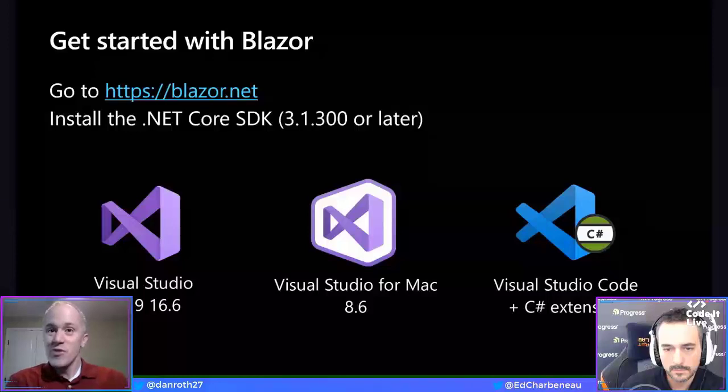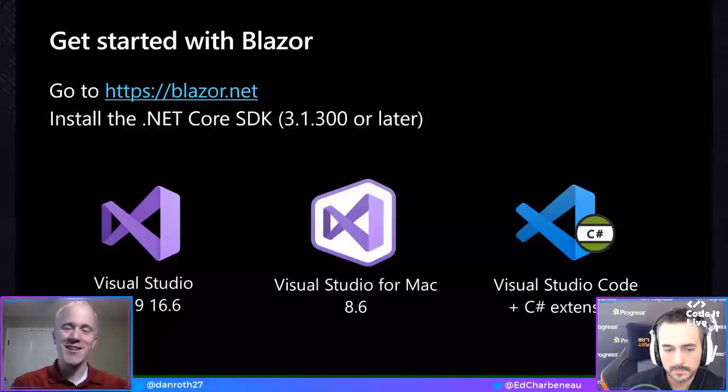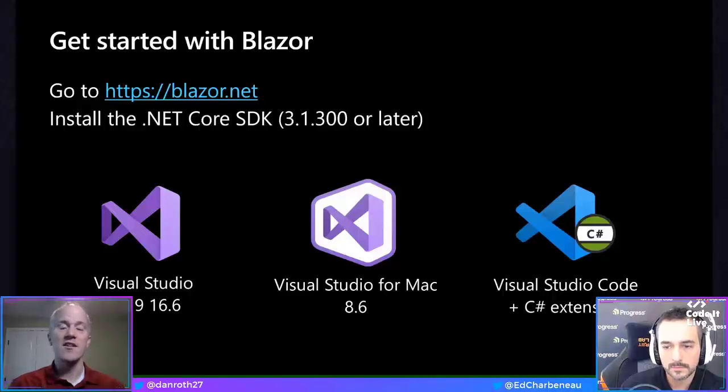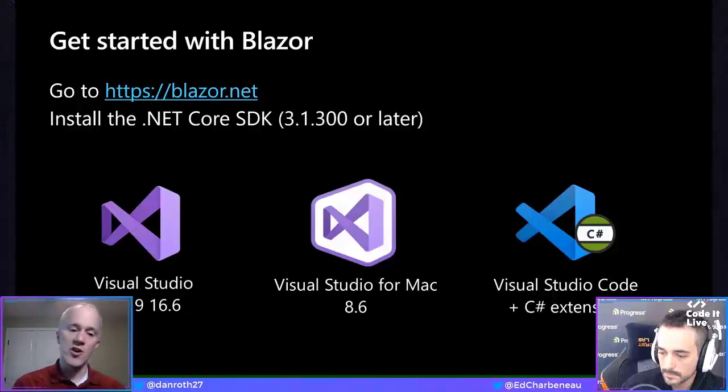If you haven't got started with Blazor yet, you should. It's really easy. Just go to blazor.net. Like I said, you just need the .NET Core SDK. Previously, there were extra steps to install the Blazor WebAssembly template. You no longer need to do that because Blazor WebAssembly is in the box with the .NET Core SDK. You can then start developing your Blazor app using Visual Studio, Visual Studio for Mac, or Visual Studio Code with the C# extension.